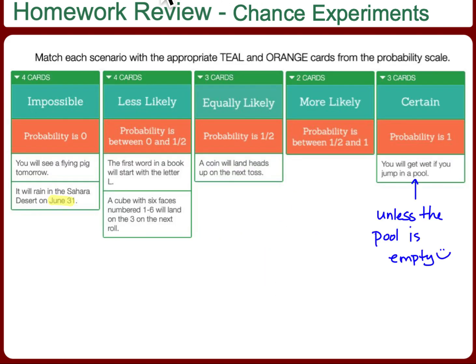And the last thing from homework, I just want to give you a quick look at how the cards should have been sorted to get them correct, from impossible to certain. There's one trick one here where it says it will rain in the Sahara Desert on June 31st. You would think that's less likely, but actually there are only 30 days in June, so that would be impossible. The other fun one was: you will get wet if you jump in a pool. Well, it's certain unless the pool's empty. So you might have put that one under more likely because most of the time you jump in a pool when it is filled. All right, so that's the homework review.